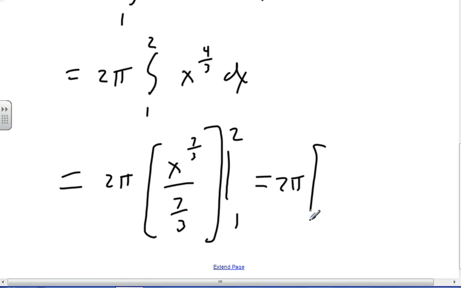2 pi, I put a 2 in there. 2 to the 7 thirds. Okay, so 3 halves. 2 to the 7 thirds? You gotta be kidding me. 2 to the 7/3. That's going to be 2 times the square root of 2, right? 2 times the square root of 2 minus, I put in a 1, 3 over 7.